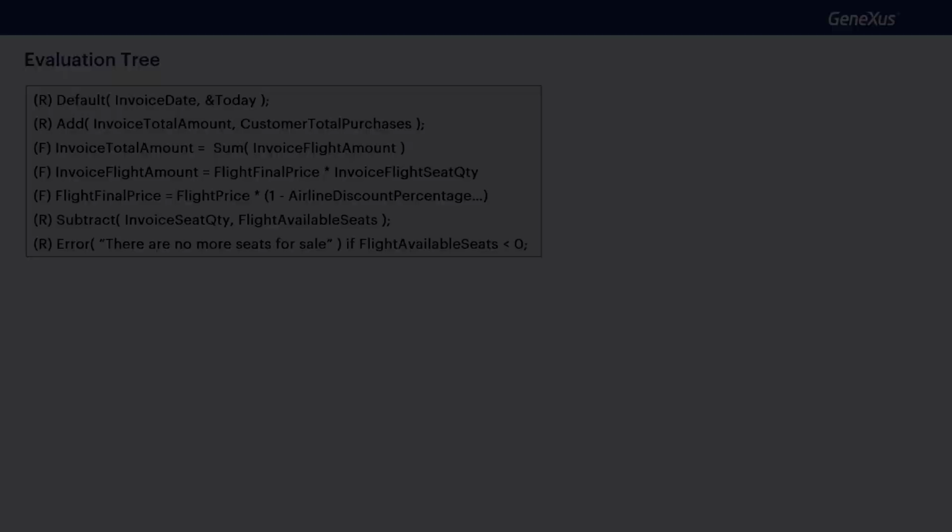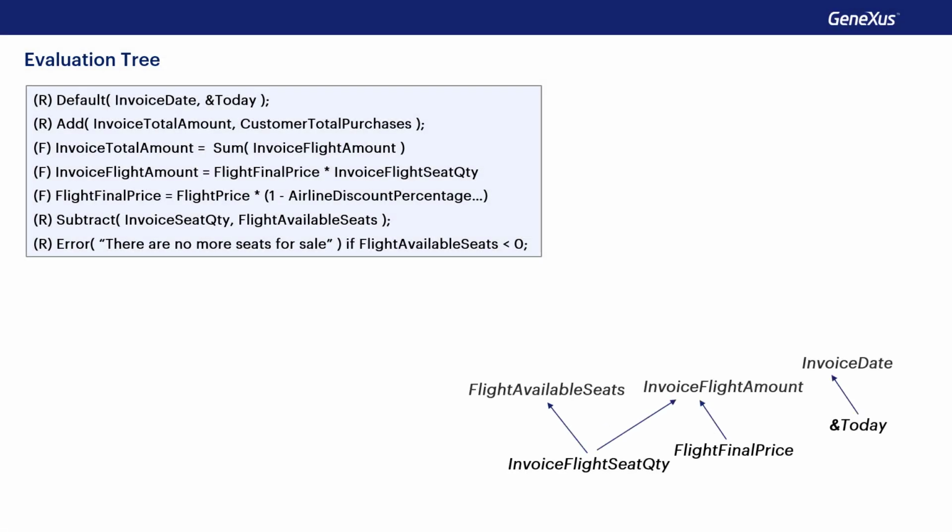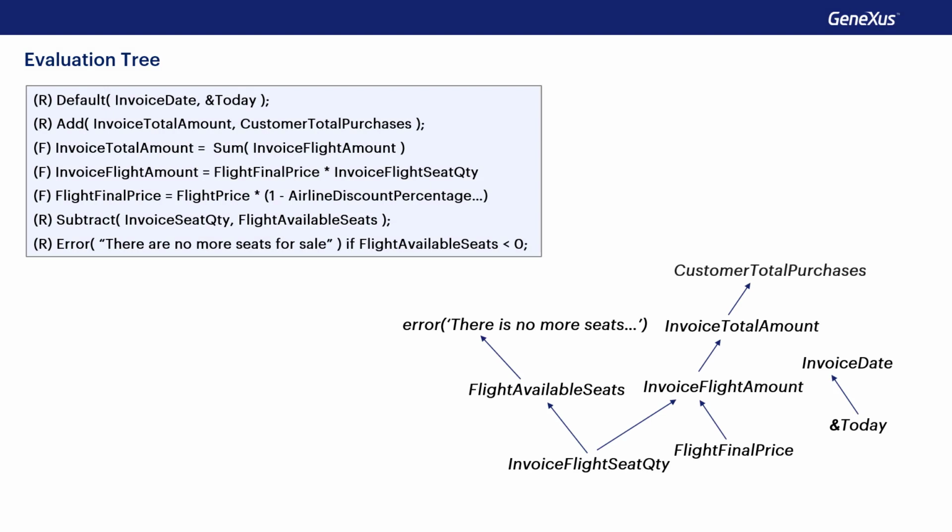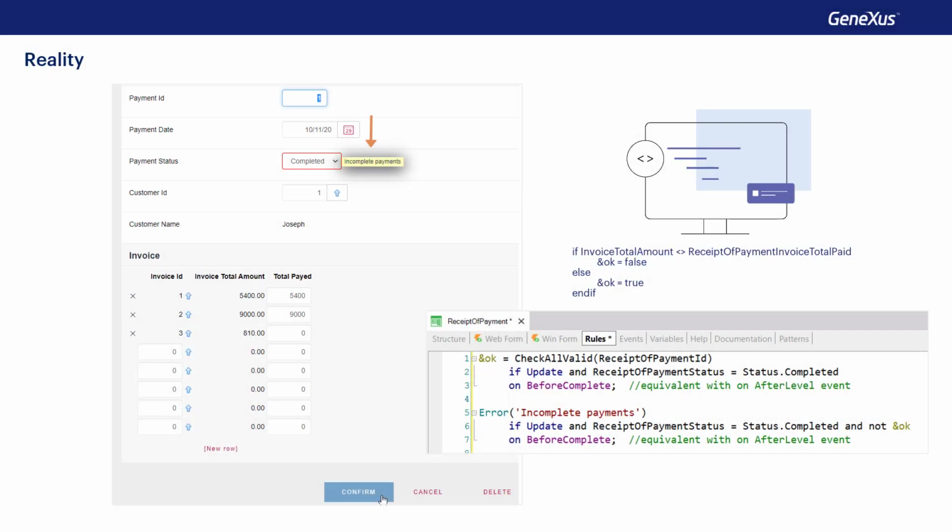In sum, the rules and formulas stated in a transaction are usually interrelated, and GeneXus determines the dependencies between them, as well as the order in which they're evaluated. Sometimes, the evaluation tree doesn't determine the order of execution that we want. A clear example of this is the one we just saw, where we had to delay the triggering moment of the procedure that checks the line records and the subsequent error.